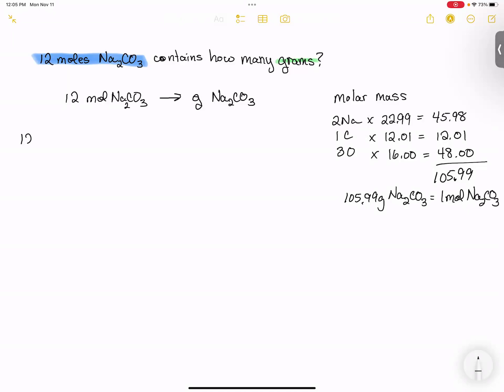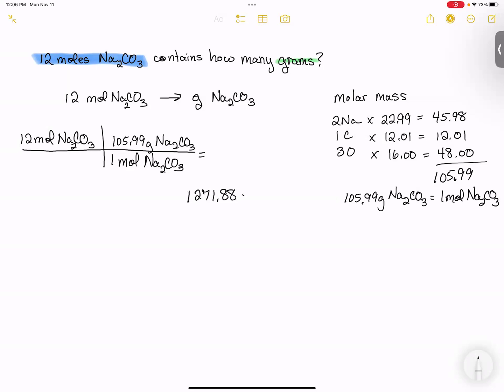So if we start with 12 moles of sodium carbonate, what part of this equality that we just developed is going to go into the denominator? The 1 mole of sodium carbonate will go into the denominator, and therefore the 105.99 grams of sodium carbonate goes into the numerator. So we key that into the calculator and we get out 1,271.88 grams of sodium carbonate.